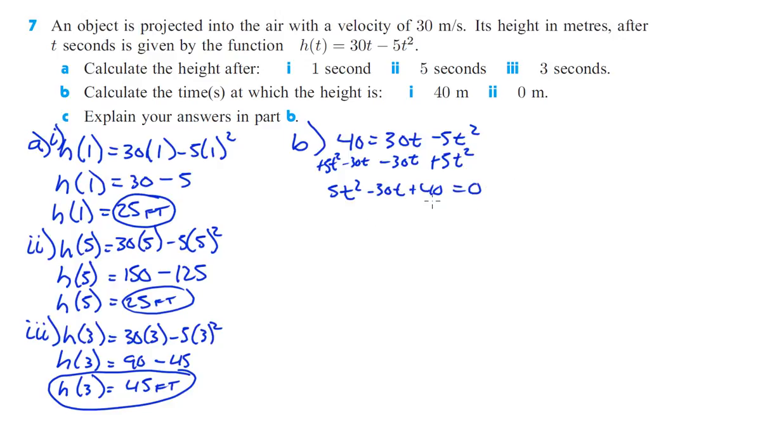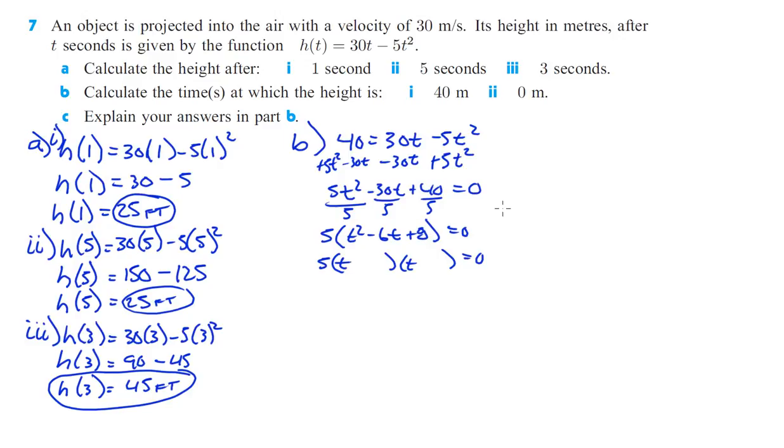Okay, and now we're going to want to try to figure this one out. Again, our life just got a little bit nicer because all of these have a factor of 5. So we'll factor the 5 out first. We get 5, and now we're left with t squared minus 6t plus 8 equals 0. So now we're going to factor this one: t times t, factors of 8 that add up to 6.